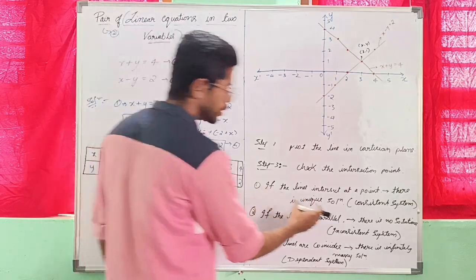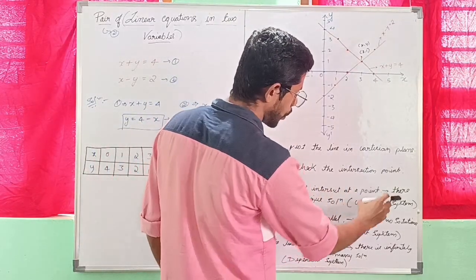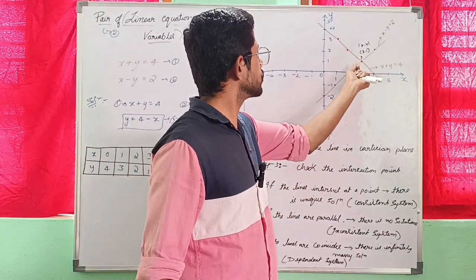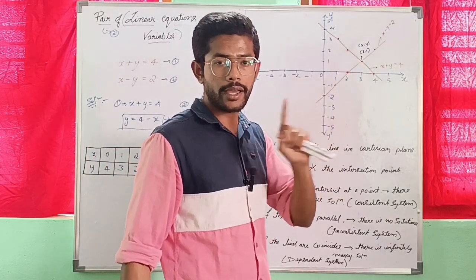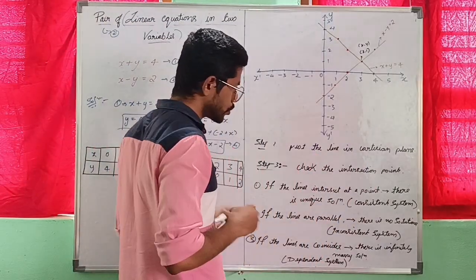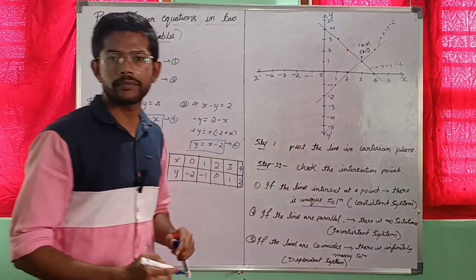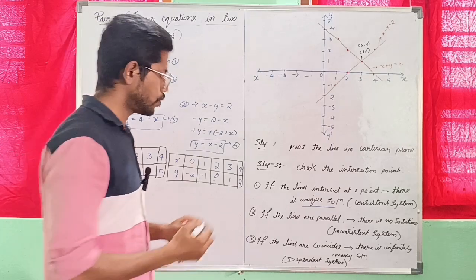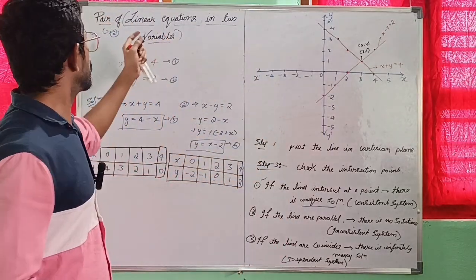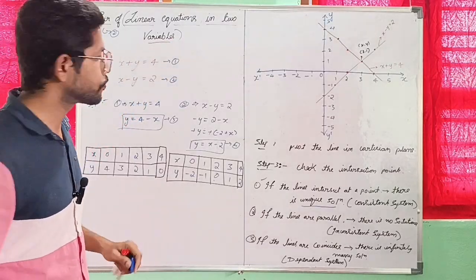In the first case, if the lines intersect at a point, then there is a unique solution. Here, the two lines intersect at only one point, so we get the unique solution (3, 1). So the first case is satisfied in this pair of linear equations in two variables, for this example.